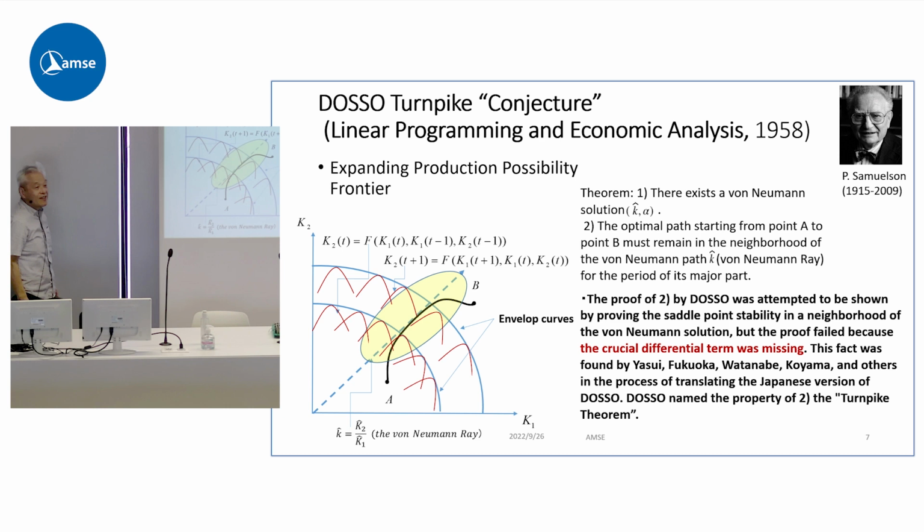Dorfman and DOSSO proved this: first, there exists a von Neumann solution, along these von Neumann rays. And along these lines, the expansion rate is maximum.